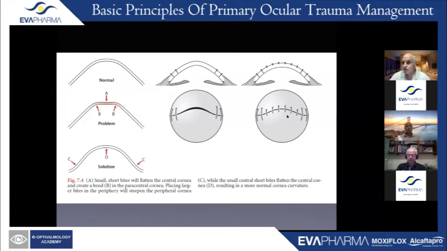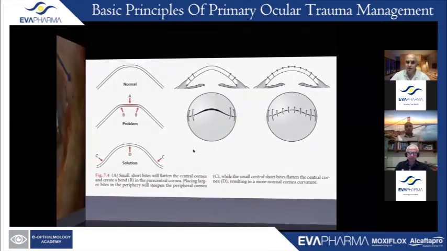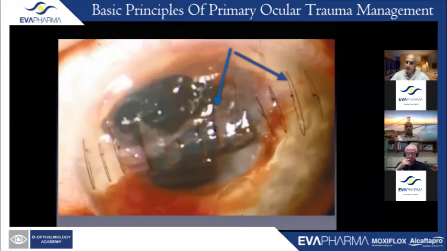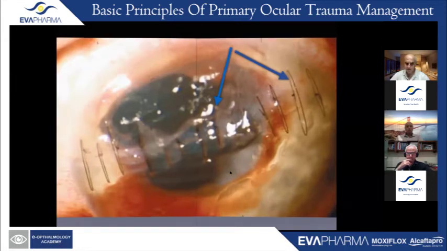And this shows you the central sutures are shorter than the peripheral sutures. And this is the main thing here, to avoid scars in the center affecting the visual axis, so it will affect the patient. So these are short bites, longer bites in the periphery.